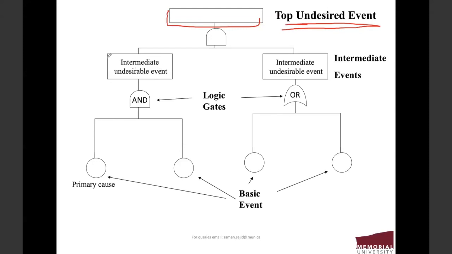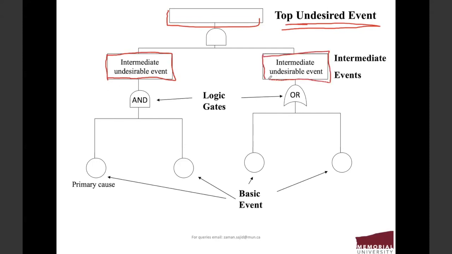These intermediate undesirable events are also placed in a rectangular shape. Any kind of shape that you are seeing in front of you has a specific meaning in safety and risk engineering. This is also an intermediate event.